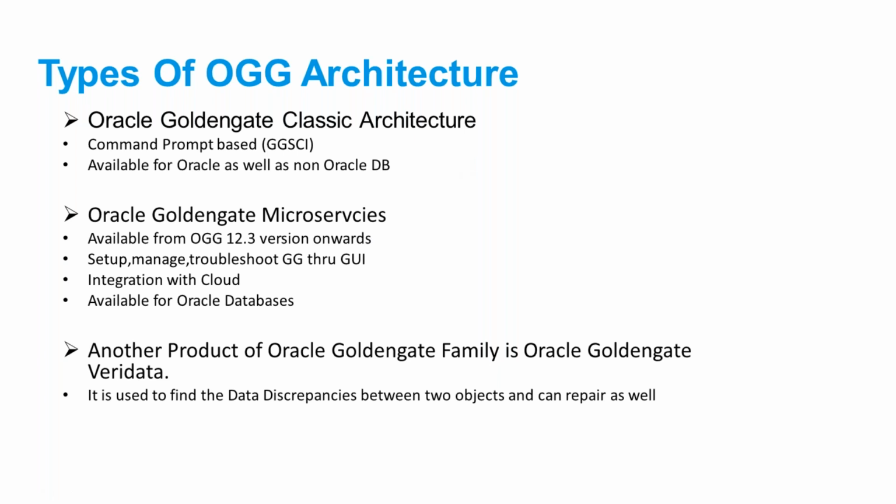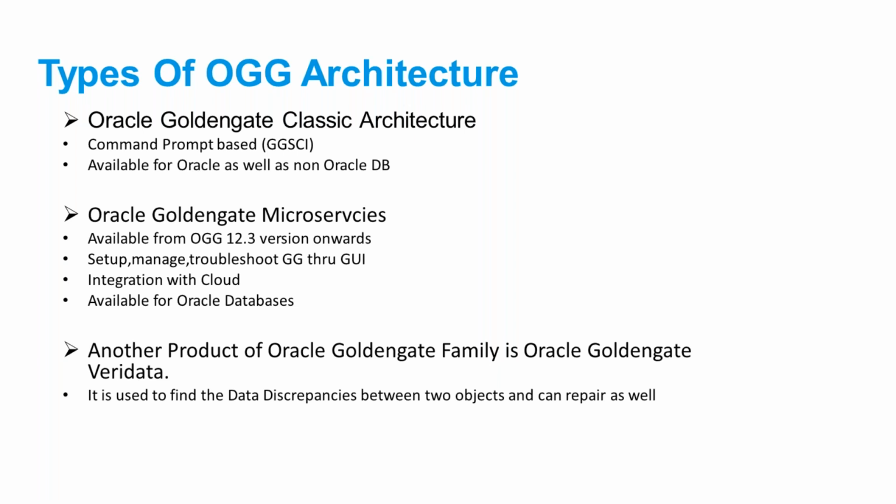Now you may ask which one is the popular one. To answer this question, still majority of organizations are using classic architecture. Whatever statistics I have received recently, almost 85% of organizations are still using classic architecture. However, Oracle is pushing its customers to use microservices architecture, which is the latest feature of Oracle Golden Gate. It is pushing its existing customers to upgrade from classic to microservices. It is pushing its customers who are new to Golden Gate, who are implementing Golden Gate for the first time, to use microservices architecture.